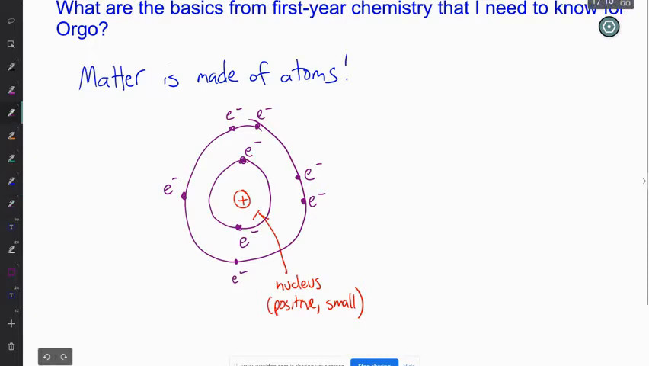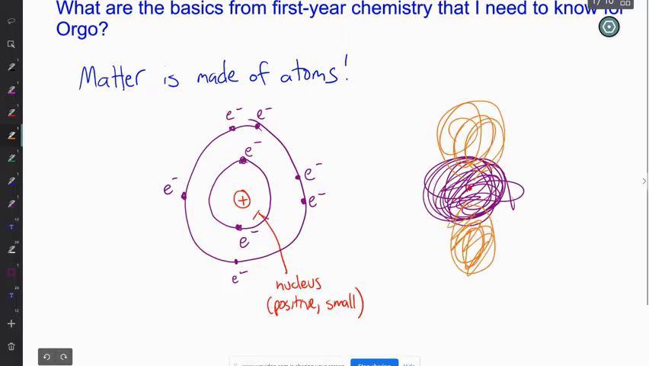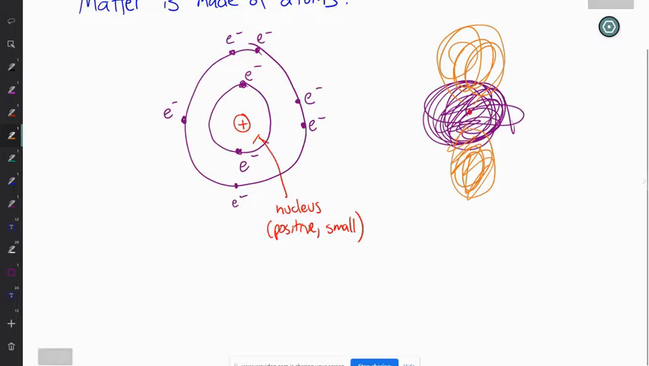Sometimes we'll draw more complicated pictures where we'll have the nucleus in the center, and then we'll say, oh, but the electrons are in a cloud around the nucleus. And we could have different shaped electron clouds depending on where those electrons are. So these would represent what we call electron clouds.